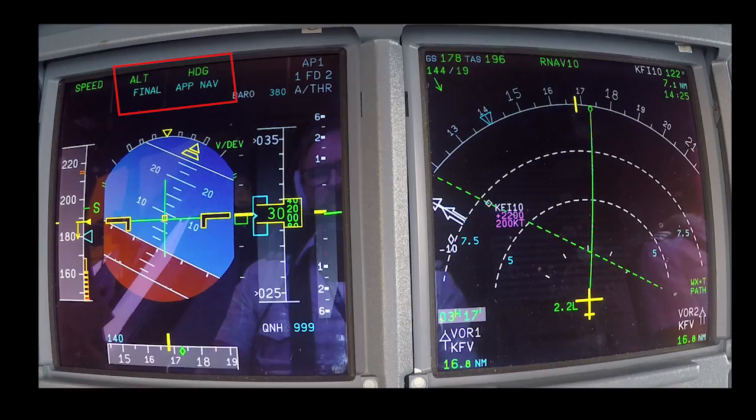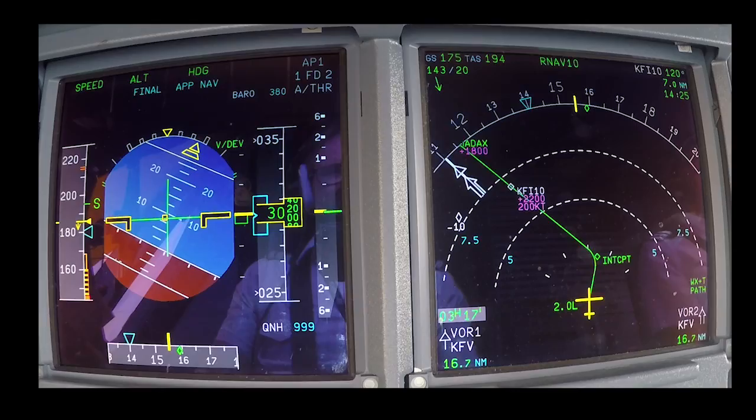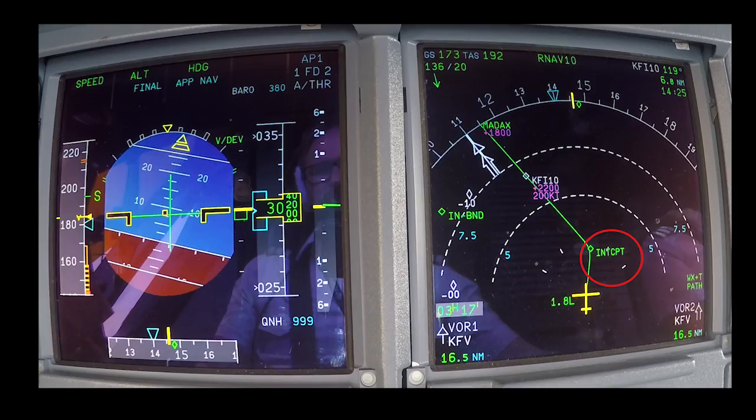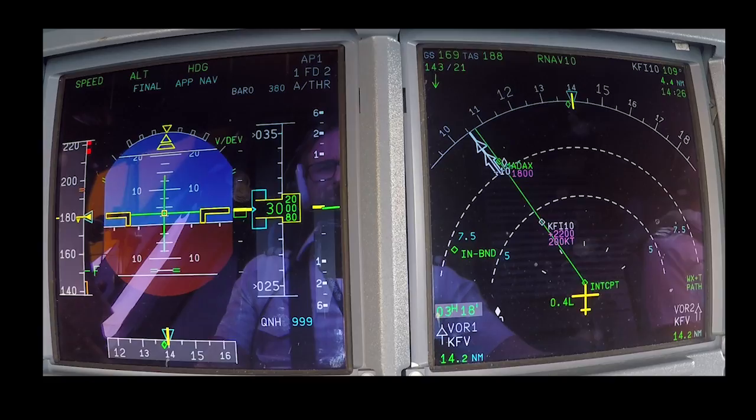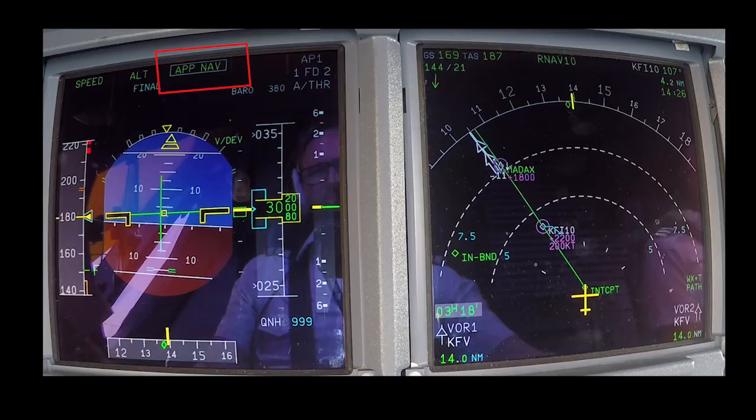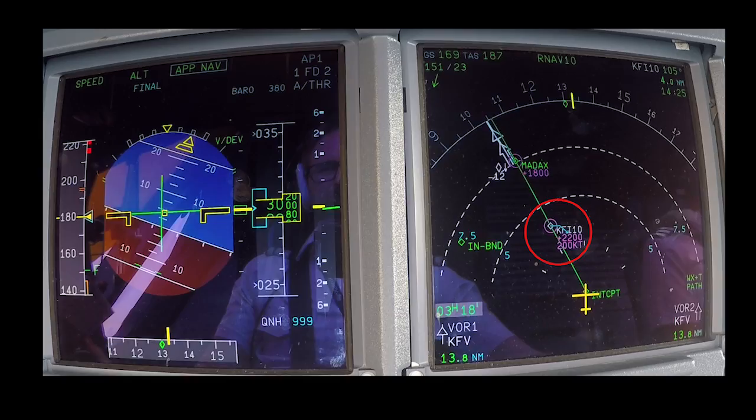Approach is armed. Final and approach nav blue. Interception is indicated. Approach nav green. Blue arrow indicates final descent.